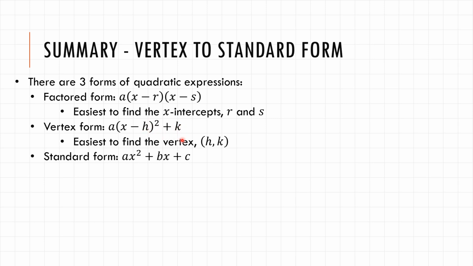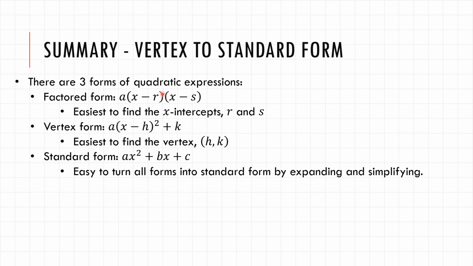And there's standard form. Standard form is the easiest to turn all of the other forms into just by expanding and simplifying. And standard form is the easiest one to help us find the y-intercept, which will just always be c.